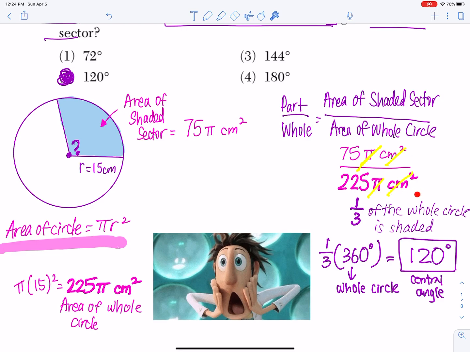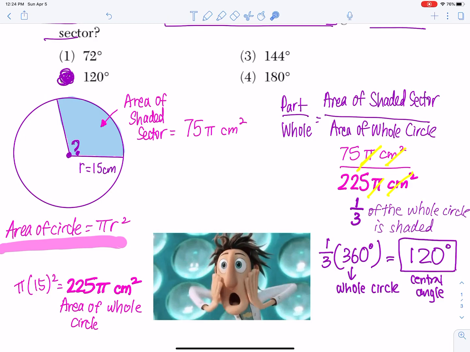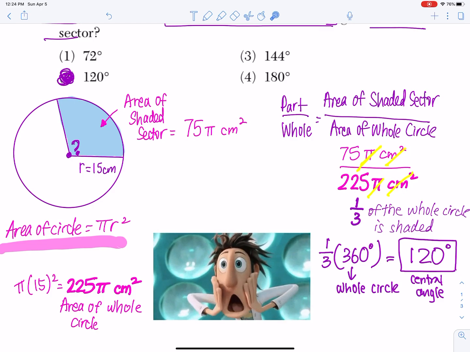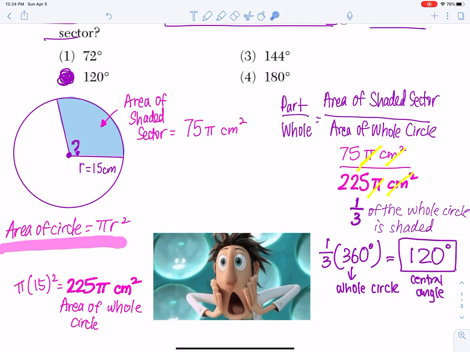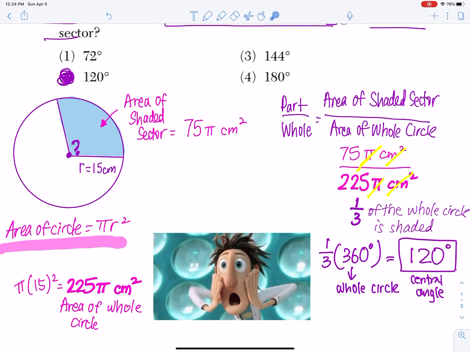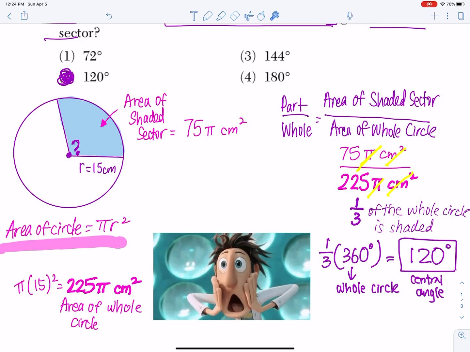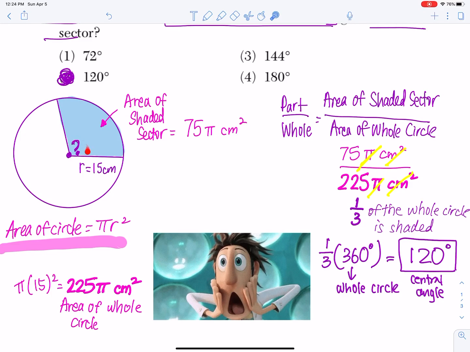So we plug that in on the bottom. Area of the whole circle is 225 pi square centimeters. If you remember, anytime on the top and the bottom you have like terms, we can cancel them. So pi and pi cancel, and square centimeters and square centimeters cancel. 75 divided by 225, we get 1/3. What does this mean? This blue shaded part is 1/3 of the whole circle. What is the total number of degrees in a circle? 360. So 1/3 of 360 is 120, and that means this central angle here is 120 degrees.